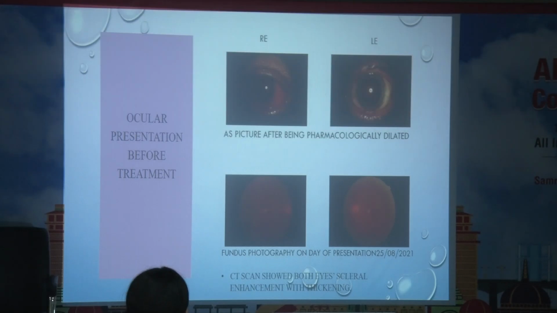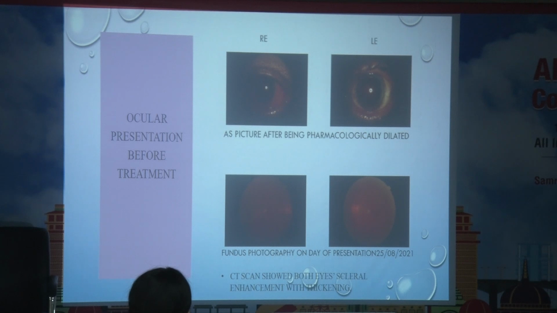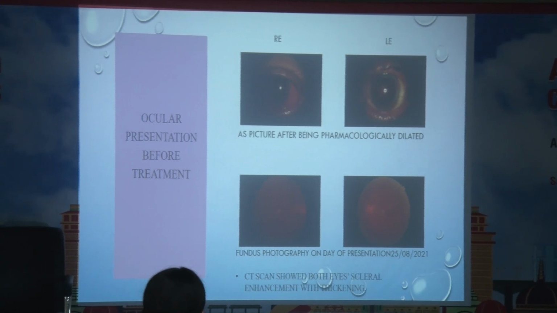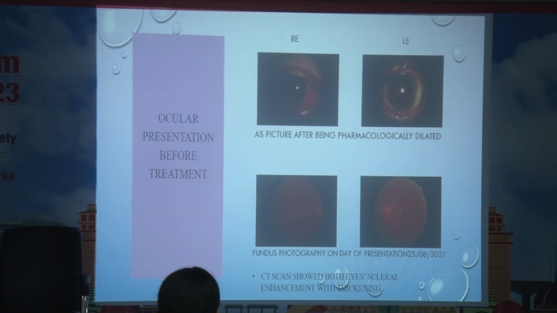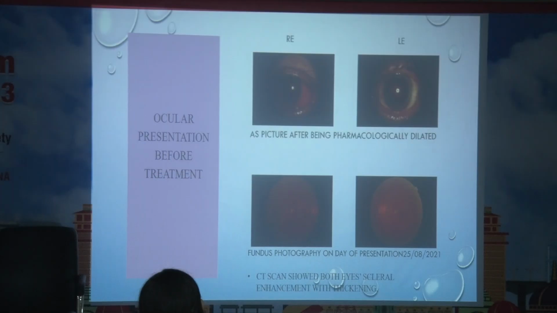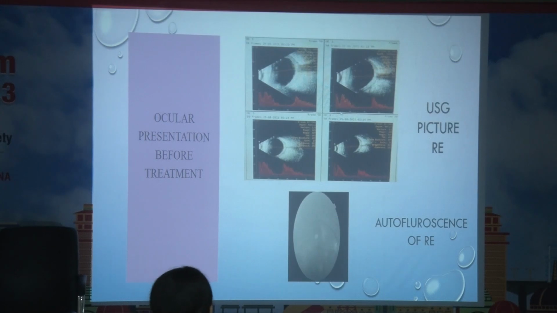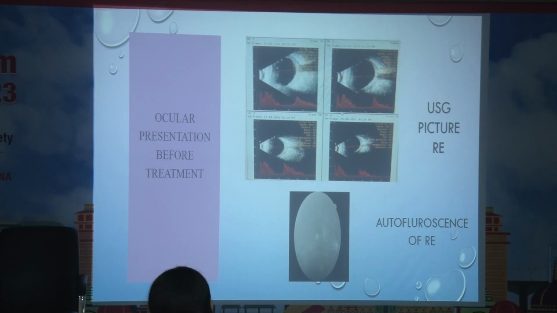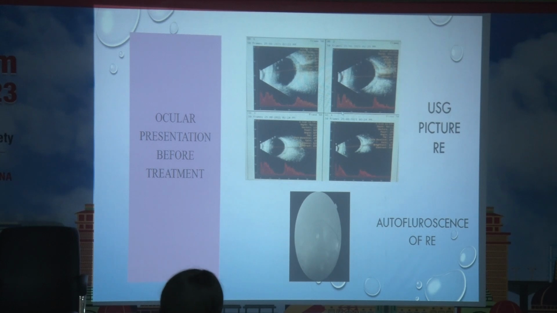These are the pictures on presentation. The anterior segment pictures after he was pharmacologically dilated, and the fundus photography. His CT scan picture, though it could not be included here, showed scleral enhancement with thickening. This was the USG picture of the right eye, which showed T sign. The left eye USG picture did not show any positive findings like T sign. And this is the autofluorescence picture of the right eye.